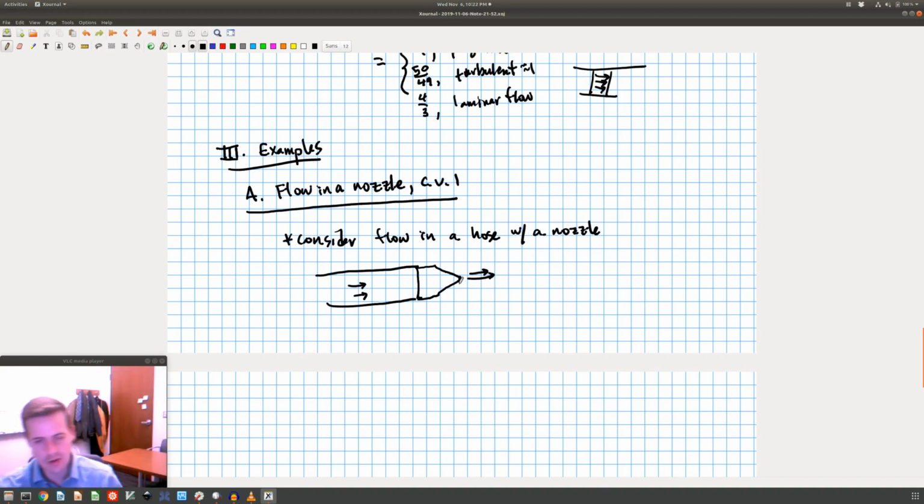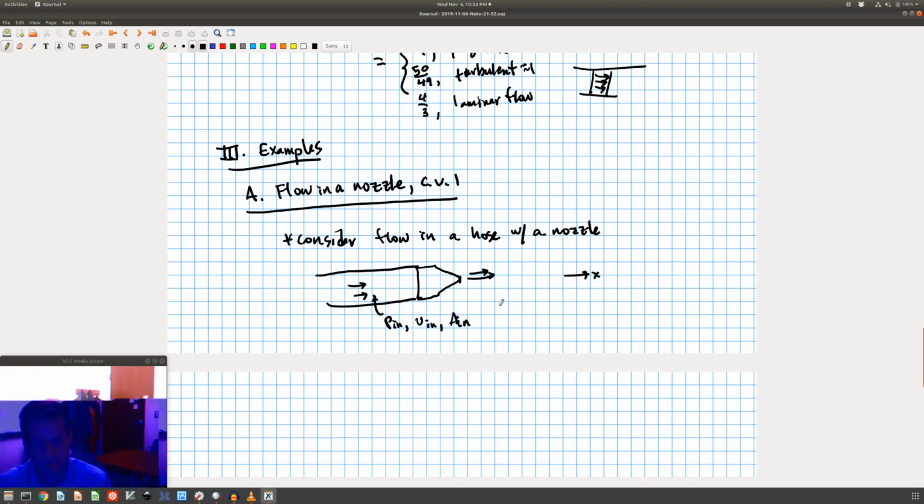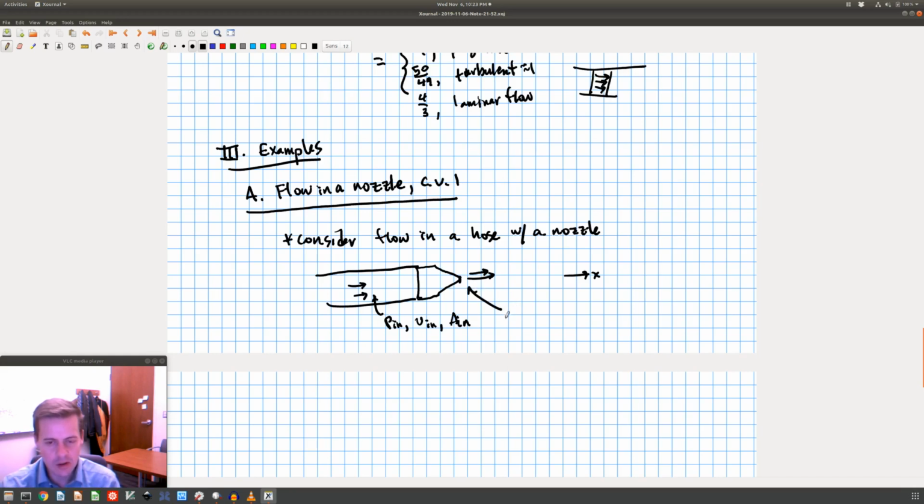Maybe I'll just drop that last arrow. And suppose I know out here what the pressure in is, and I know what the velocity in is. I'm going to say it's just in this direction, the X direction, so V in, and I know the area at the inlet. And out here, right at the tip of the nozzle, I know the outlet pressure, which should be equal to the atmospheric pressure. I know the outlet velocity, and I know A out, the outlet area. So, suppose I'm looking at this case.